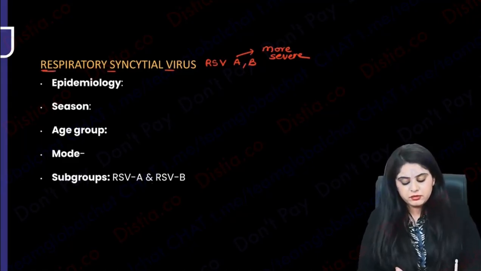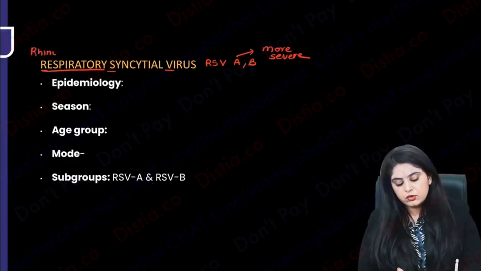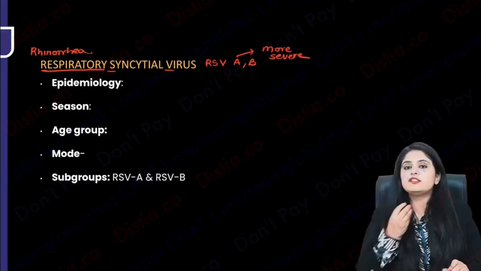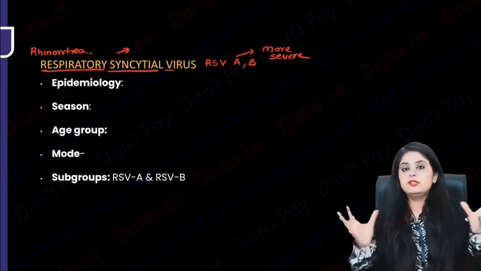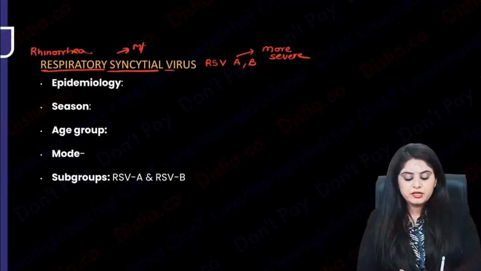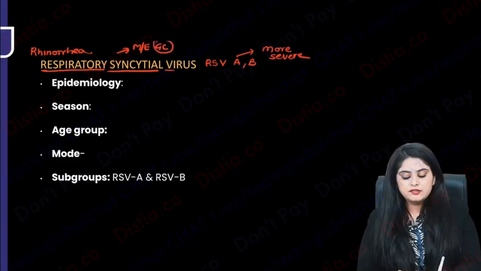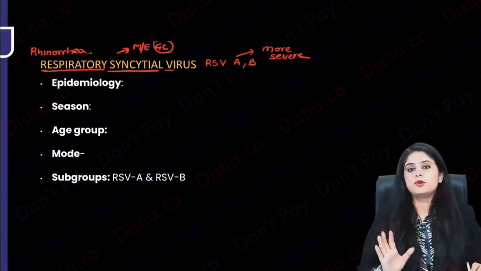Then of course it is going to be respiratory, so there is going to be rhinorrhea, there is going to be cold, and all those respiratory tract involvements. And syncytium means giant cells. So on microscopic examination, you see giant cell formation. Honestly, this is the most important thing to learn.